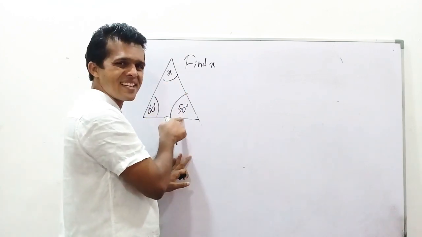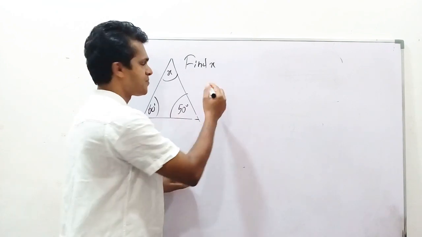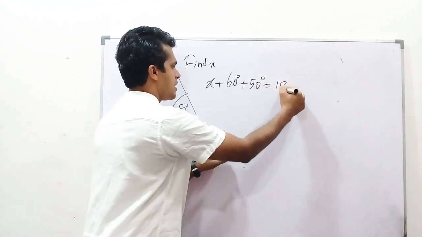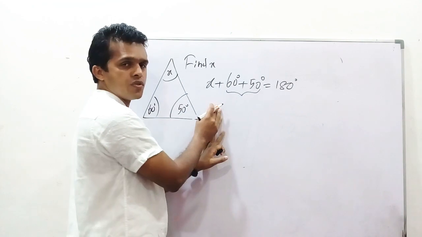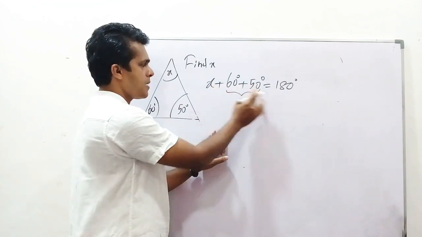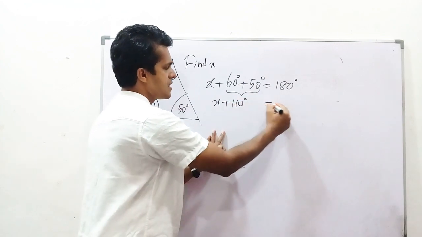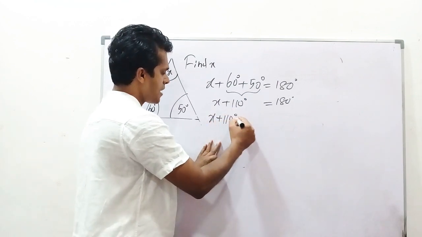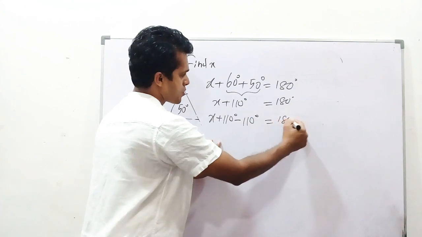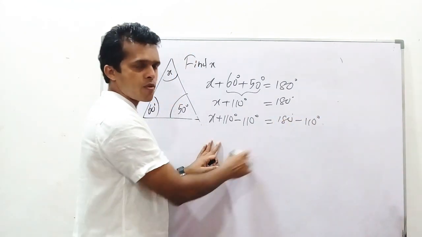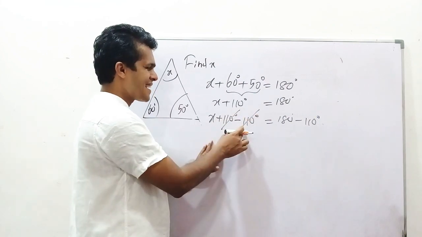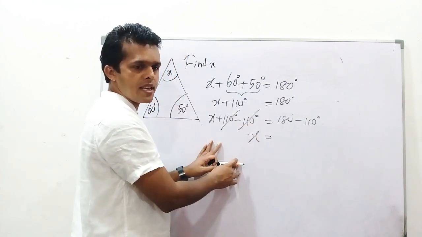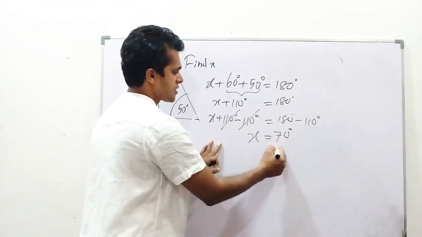x plus 60 plus 50 degrees equals 180 degrees. x plus 60 degrees plus 50 degrees equals 180 degrees. Adding these two values, 60 plus 50 is 110. x plus 110 degrees equals 180 degrees. Now the value of x can be found by subtracting 110 degrees from 180 degrees. The plus 110 degrees and minus 110 degrees simplify. So the value of x is 70 degrees.